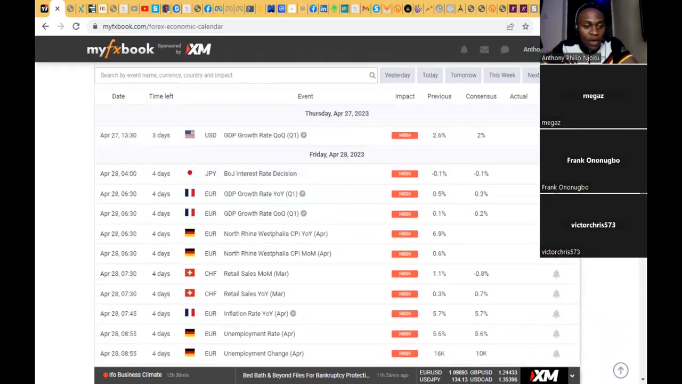Then on Friday, we have Japanese bank interest rates. When interest rate is increased, it reduces inflation, which is good for the currency. But one thing I want to let you know is that the interest rate decision in Japan has been minus 0.1 for the past 20 years. They have not changed it.